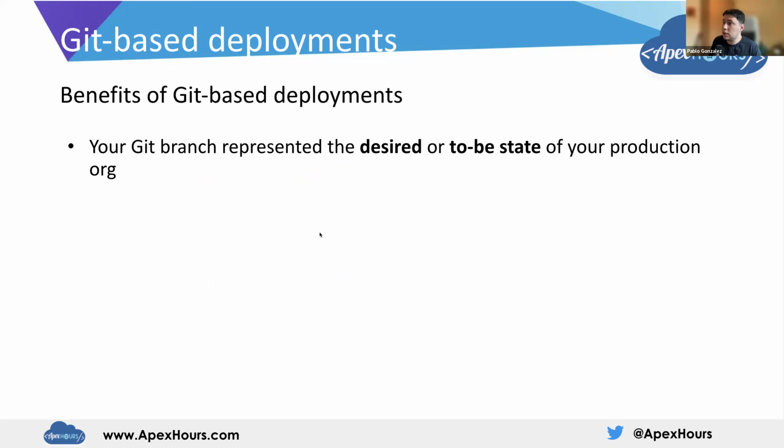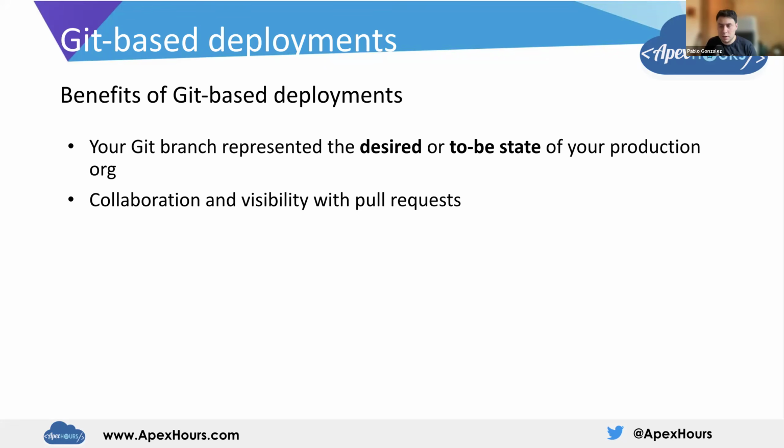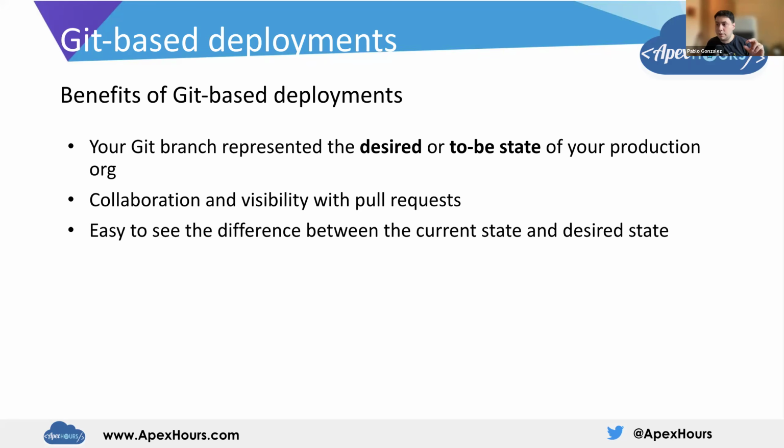Now, there are certain benefits to using Git-based deployments. The first is that the Git branch represents the desired, or to-be, state of your production org. So it allows for a very easy way to understand the before and after of your changes. Also, because all of this goes in GitHub or Bitbucket or GitLab, it makes it easy for your team members to collaborate on that via pull requests.